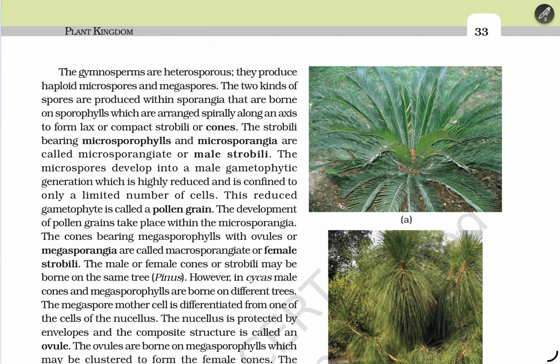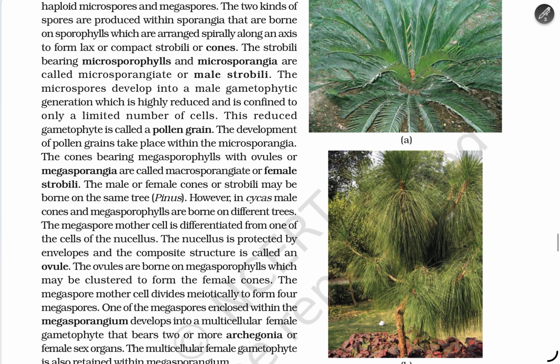Two kinds of spores are produced within the sporangia that are borne on the sporophylls, which are arranged spirally along the axis to form a lax or compact strobili or cone. The strobili which bear the microsporophylls and microsporangia are called microsporangiate or the male strobili. The microspores develop into a male gametophytic generation, which is highly reduced and is confined to only a limited number of cells. The reduced gametophyte is called a pollen grain. The development of a pollen grain takes place within the microsporangia.